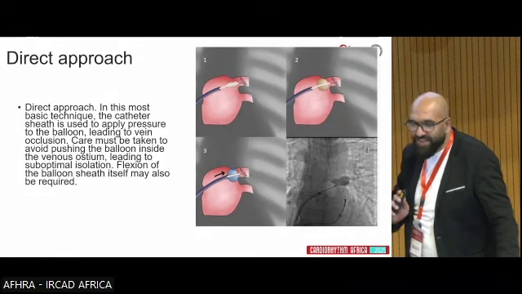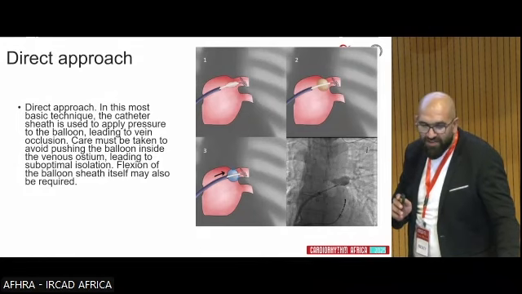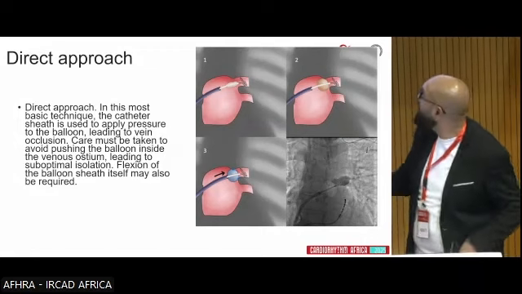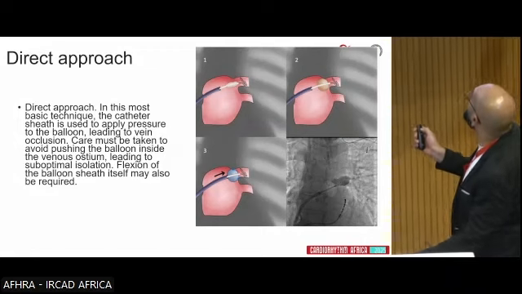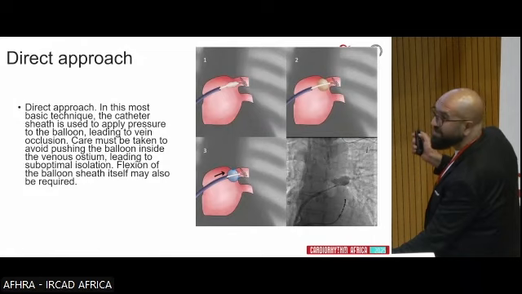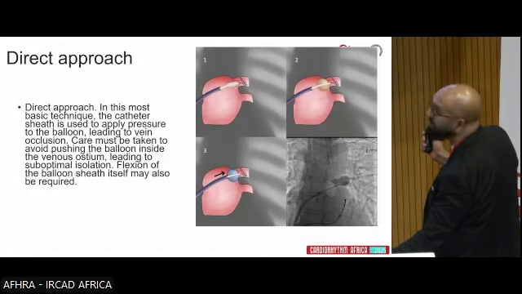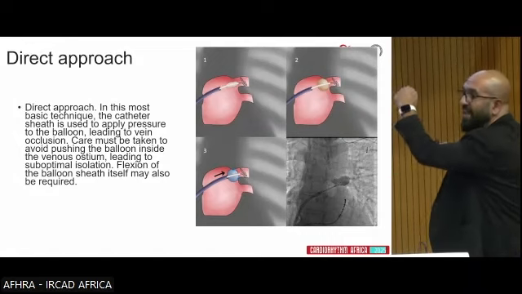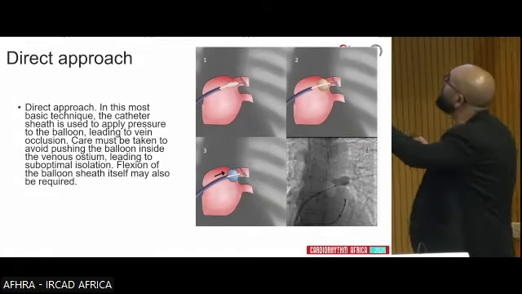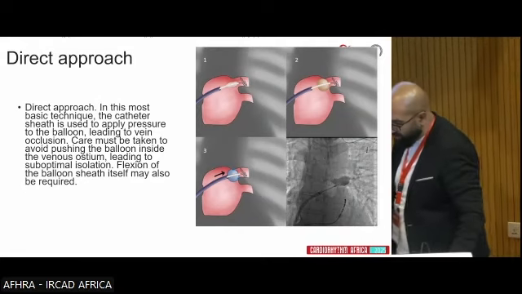First technique is the direct approach. Direct approach is the most basic technique. As you see here, we engage, we cannulate the vein with a chief catheter and make everything aligned in the same direction for the balloon here, and this is straightforward. Just inflate the balloon and occlude the vein on the same axis, and in most cases, when we inject the contrast, it completely occludes the vein. This is the direct approach, the easy one.